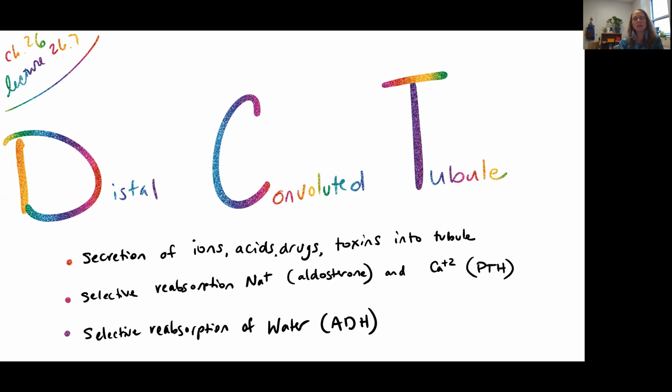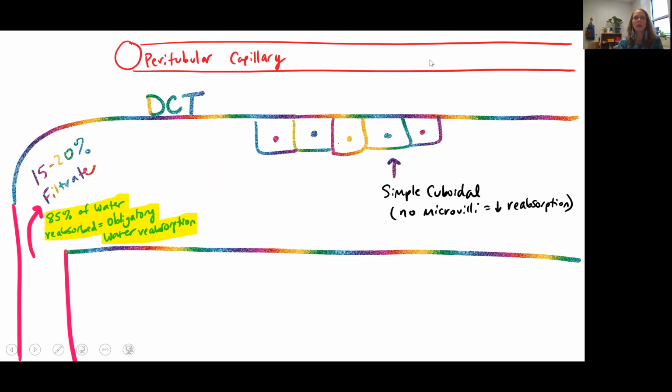We also can see selective reabsorption of water at the DCT, and this is going to be under control of the hormone antidiuretic hormone, or ADH. So as we look at our DCT, it is going to be lined with simple cuboidal epithelial tissue, which we've seen other places in the nephron. Here at the DCT, those cells do not have microvilli like they had in the PCT, and so this is slowing down that reabsorption process.